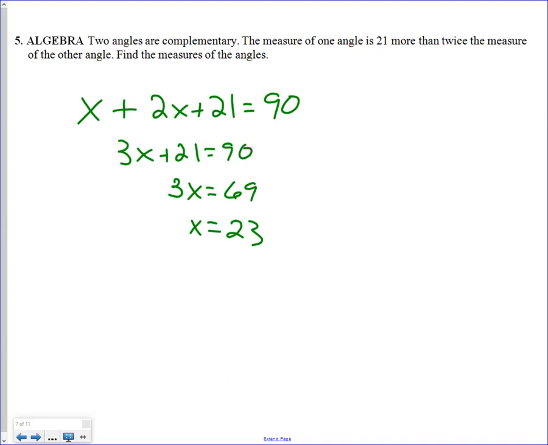No, 21 plus 69 is 90. Then we divide it by 3. This asks for the measure of the angles. So one of the angles is 23. The other one is twice that plus 21, which is 46, 67. 23 plus 67 is 90, and that's what they were supposed to be.